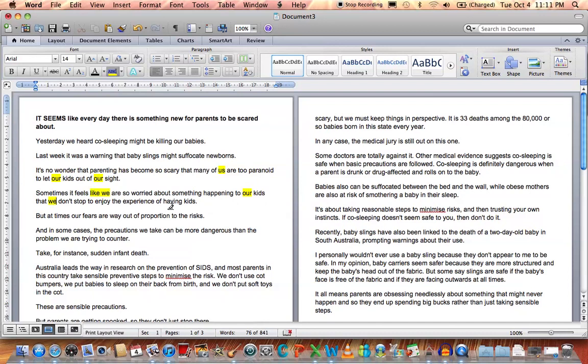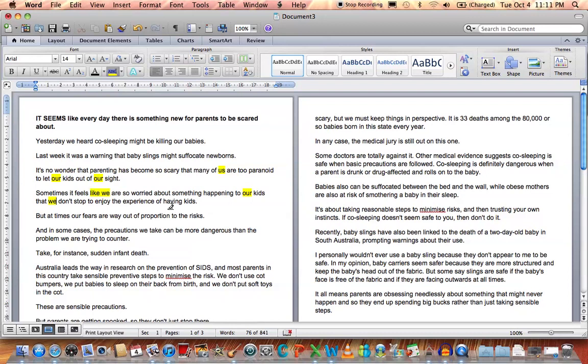In this case, Susie O'Brien is trying to get herself as part of the topic group, in this case parents. By saying things like many of us are too paranoid to let our kids out of our sight, she is grouping herself in that target group of parents, meaning she is a parent.